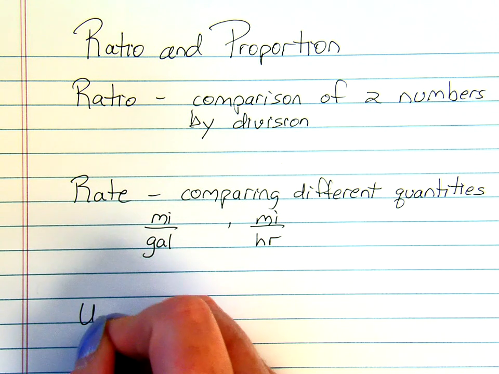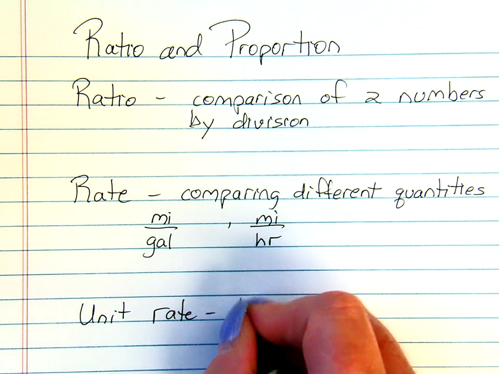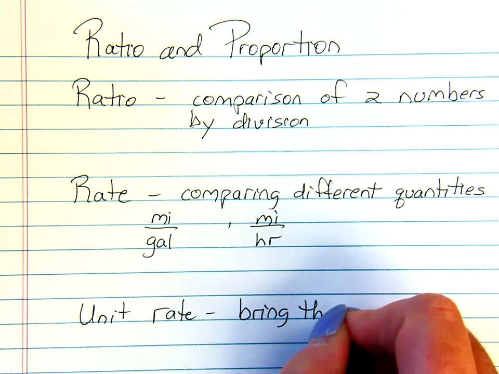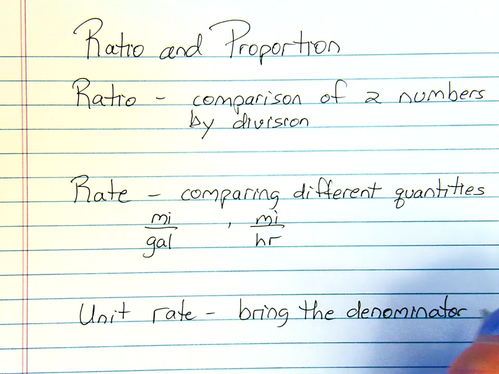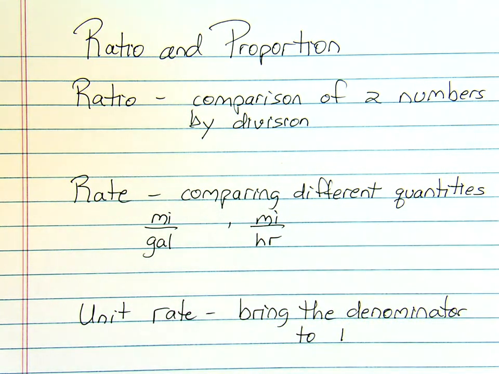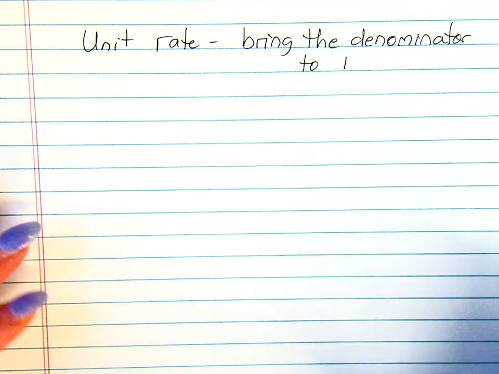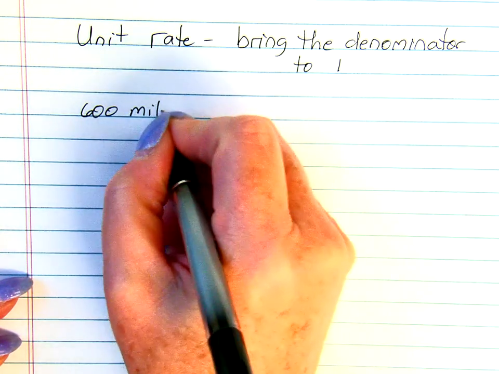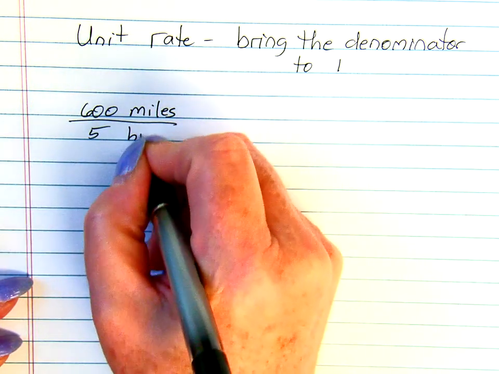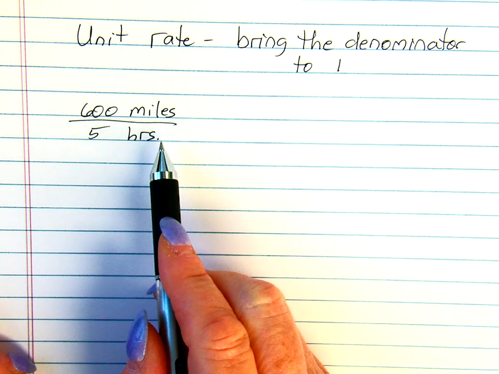And then our last thing, of course, unit rate. Okay, and this is where we bring the denominator on our rate to 1. To 1. So let's say, for instance, we are taking a trip, we're driving, and we go 600 miles in 5 hours. Okay, so we go 600 miles and we do it in 5 hours. Okay, that is a rate.